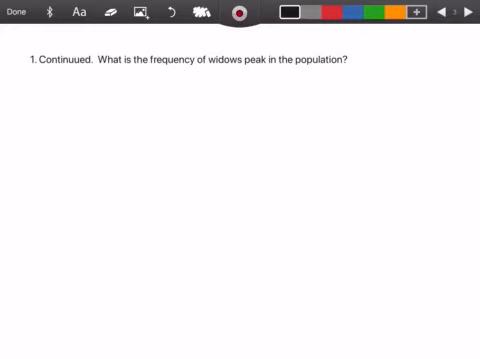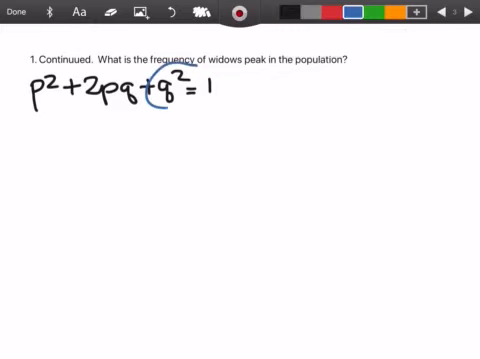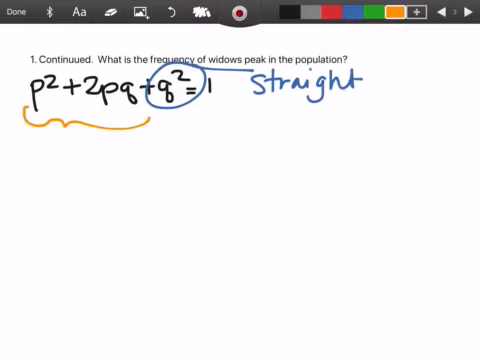The second part of our question is, what is the frequency of widow's peak in the population? Let's go back to our Hardy-Weinberg equation. Now this q squared, this is our straight hairline population, which means the rest of these are our widow's peak. So let's use this information to determine how frequently widow's peak occurs in our population.